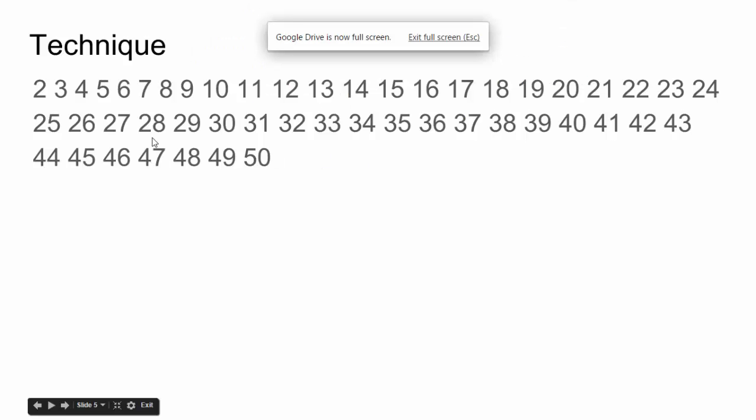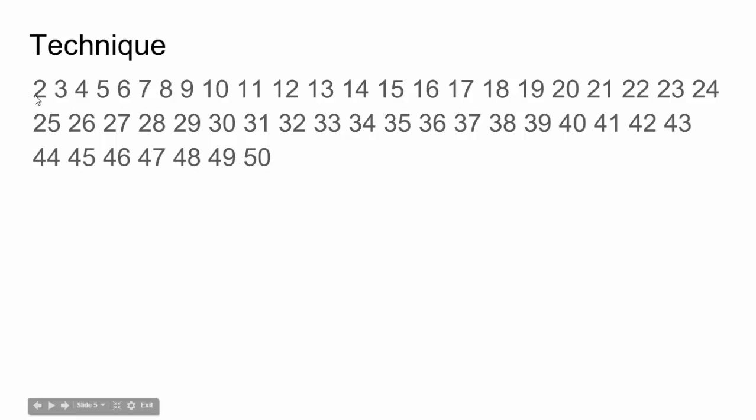Okay, so here are some numbers from 2 to 50. Well, I guess you know that 1 is not a prime number, since 1 can only be divided by just one number, 1 itself. And in order to be a prime number, a number needs to have 2 and only 2 factors. So initially they will all be counted as prime numbers.